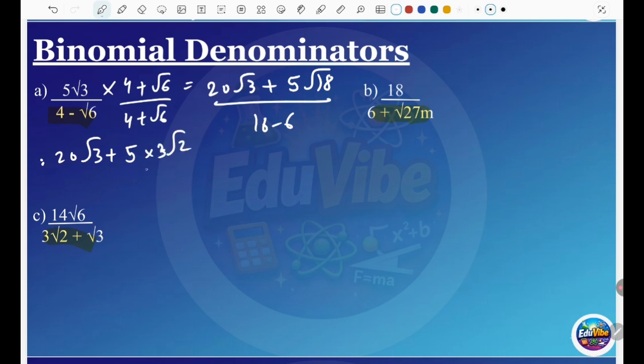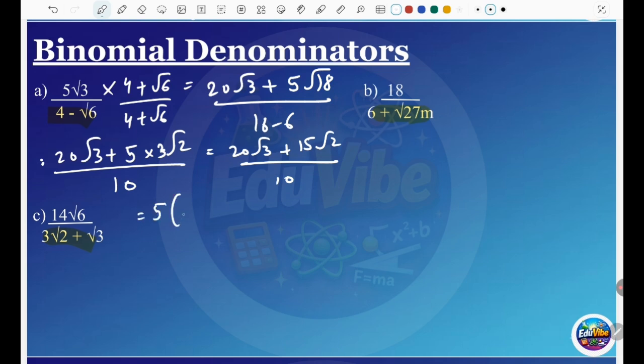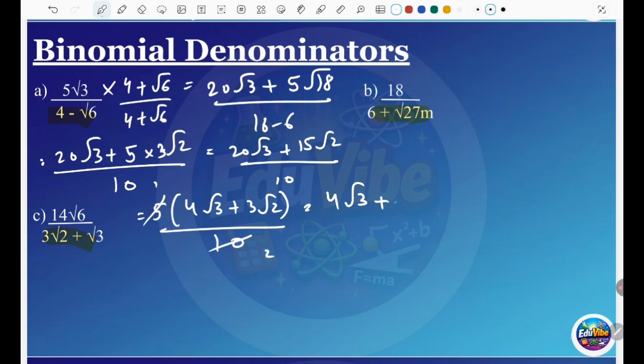Now this can be solved. This is 5 into 3, divided by 10. So 20 root 3 plus 15 root 2, multiplied by the 10. Then you get 5 in common in the numerator, so you will get 4 root 3 plus 3 root 2 divided by 10. This can be cancelled with this. Now your final answer is 4 root 3 plus 3 root 2 divided by 2.